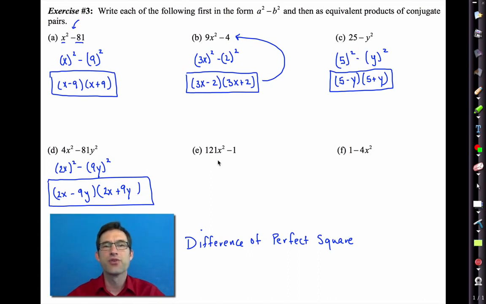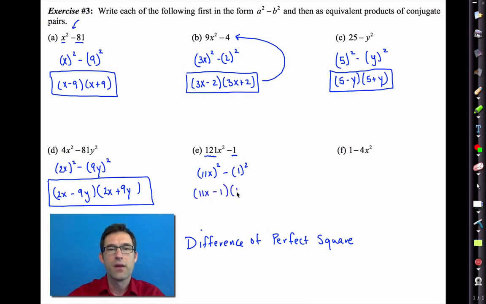Now this one might be a little bit trickier for two reasons. Number one, the number 121 is rather large, and the number 1 is rather tricky sometimes. But 121 is 11 times 11. It's 11 squared. So I can think of that first term as 11x squared, and I can think of the second term as 1 squared, because 1 times 1 is 1. So this will all factor into 11x minus 1 times 11x plus 1.